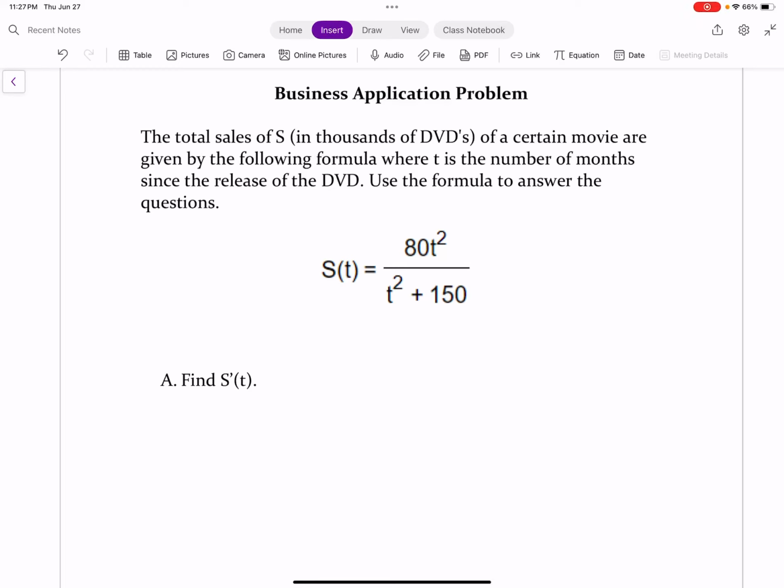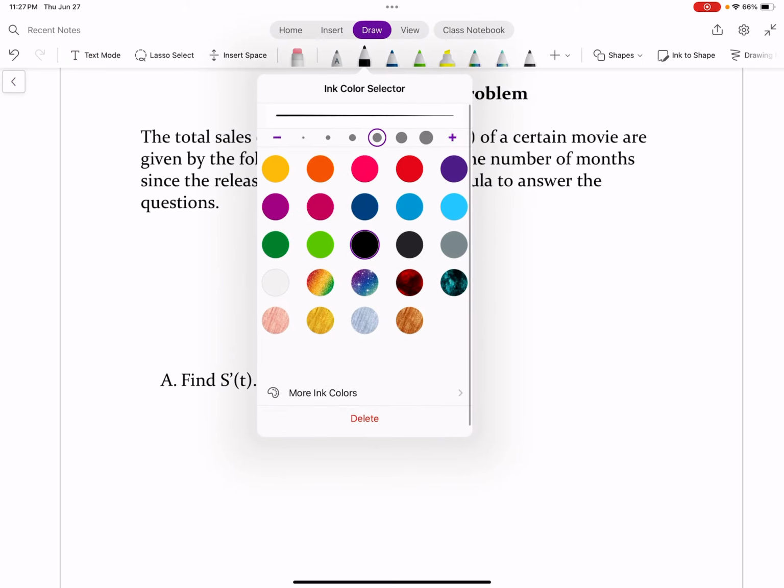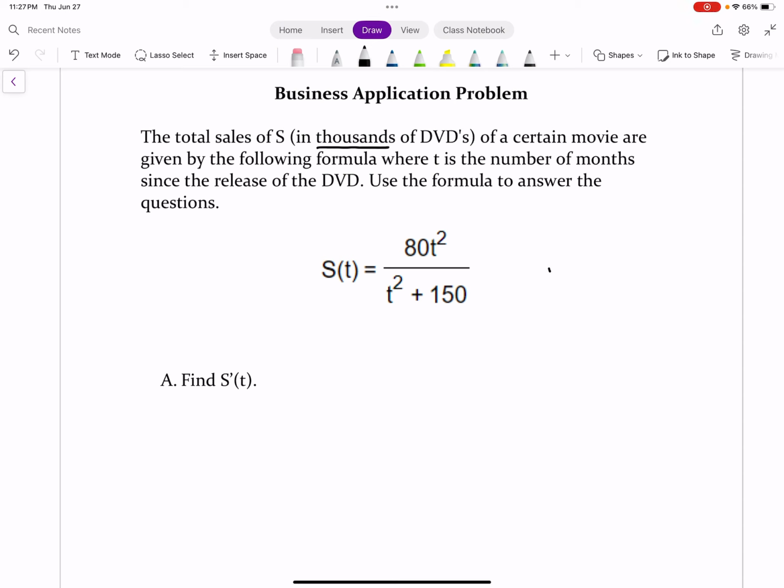All right, let's see a business application problem involving the quotient rule. In this example, the total sales, in thousand discs, of DVDs of a certain movie are given by the following formula, where t is the number of months since the release of the DVD. Use the formula to answer the questions.